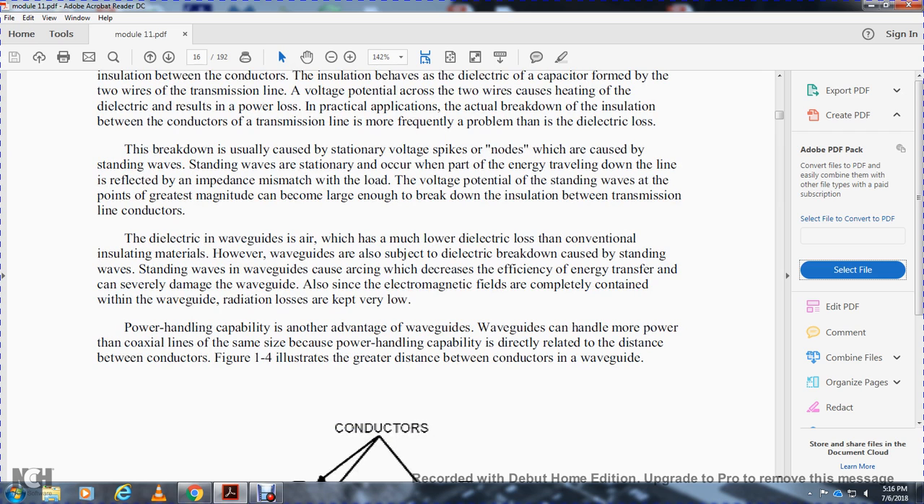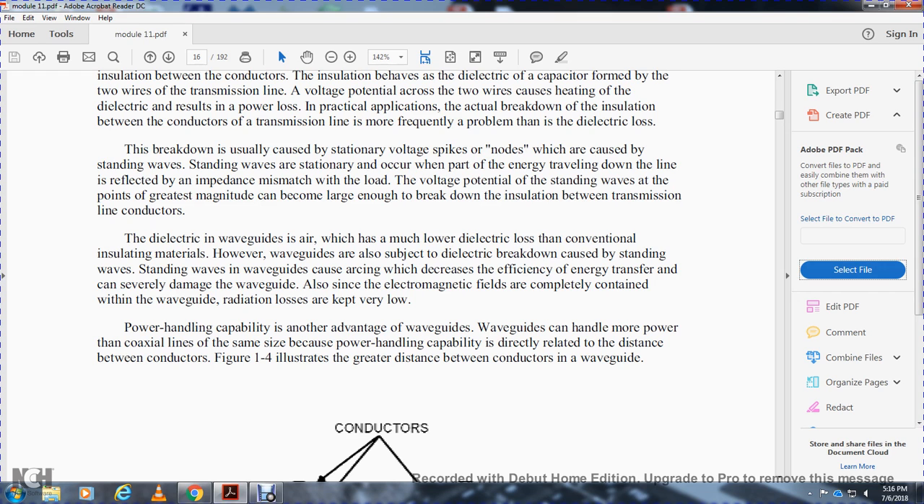The dielectric in waveguides is air, which has much lower electrical loss than conventional insulating material. However, waveguides are also subject to dielectric breakdown caused by standing waves. The standing waves in waveguides cause arcing, which decreases the efficiency of the energy transfer and can severely damage the waveguide. Also, since the electromagnetic fields are completely contained within the waveguide, radiation losses are kept very low.